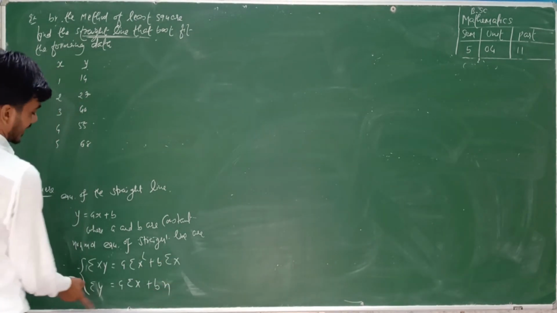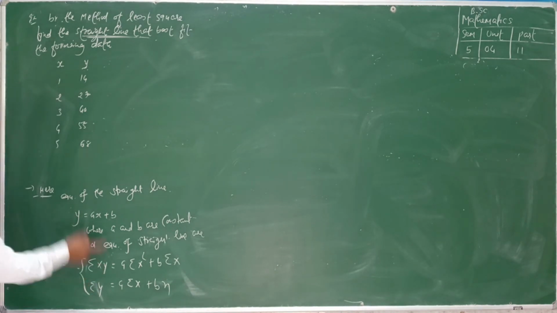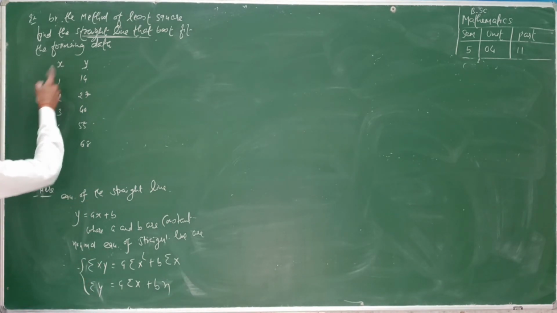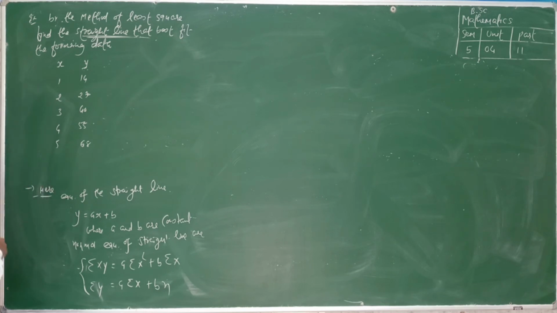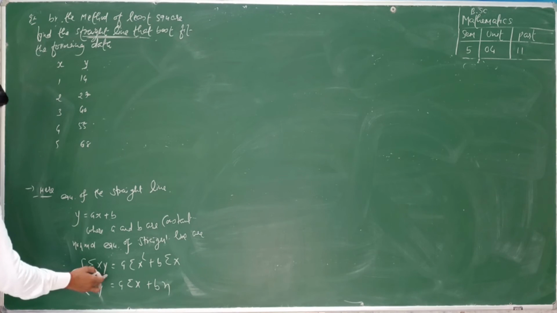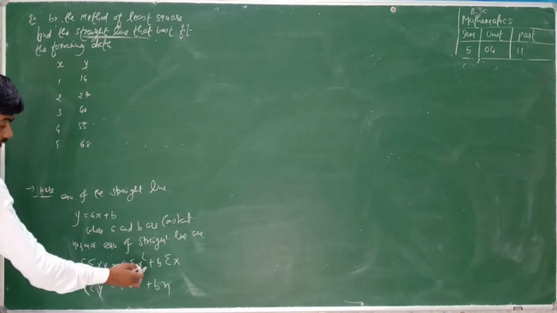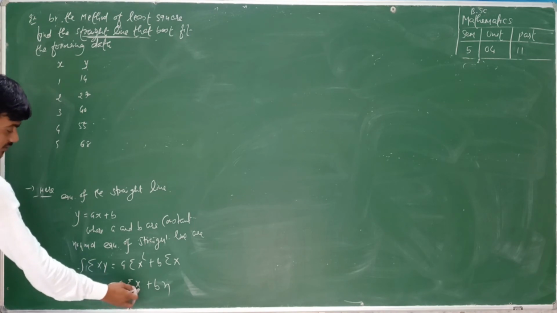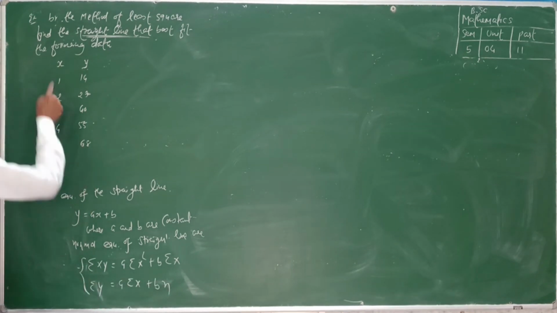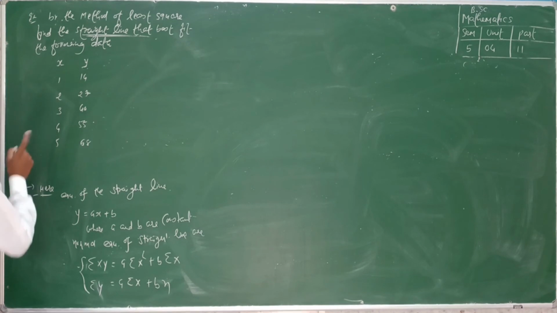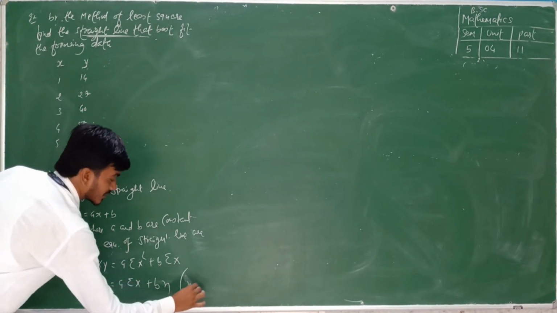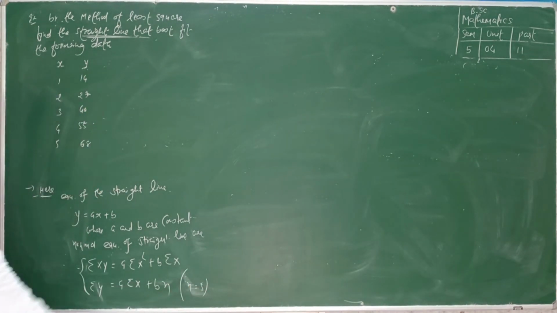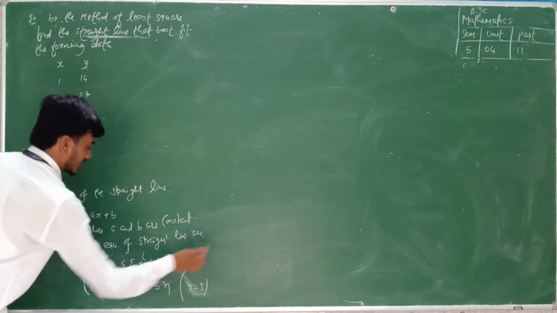Here x and y are the observations, and we can easily retrieve these values from the data. The number of observations is 1, 2, 3, 4 and 5, so n is equal to 5. This is equation number 1 and equation number 2.